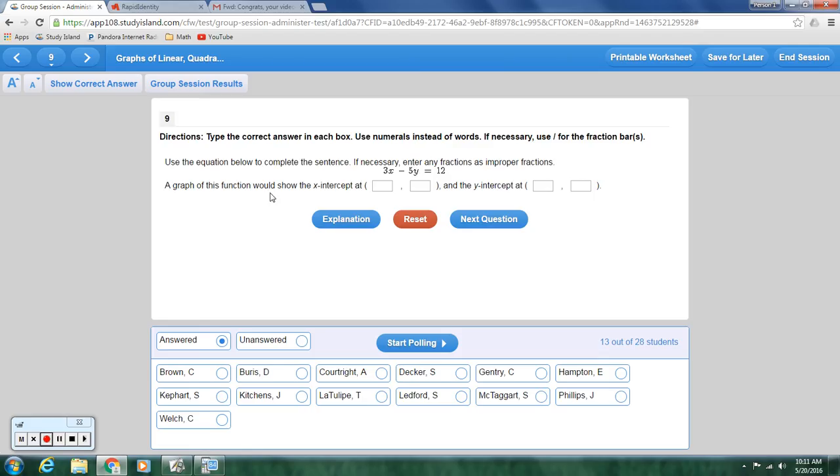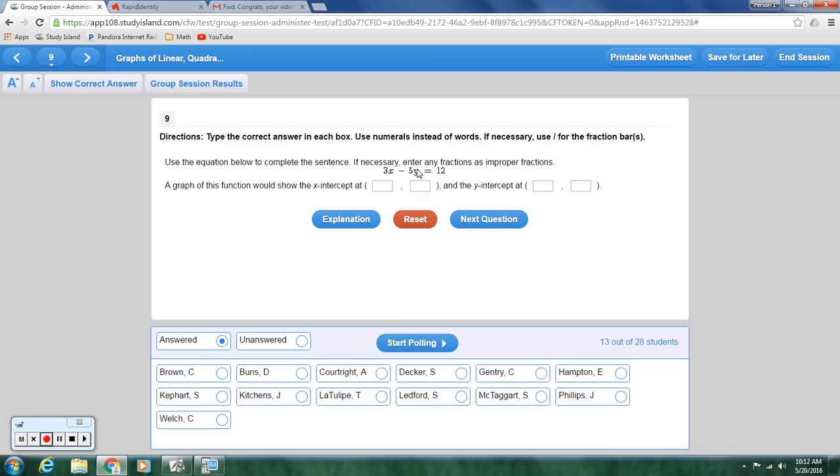So it says the graph of this function would show the x-intercept and the y-intercept. So you're trying to graph this. Now remember, you can do this 2 or 3 different ways. You can cover up the x and then figure out what y is, or you can cover up the y and figure out what x is. Or you can solve it for y and graph it and find the x and y intercept. However you want to do it.